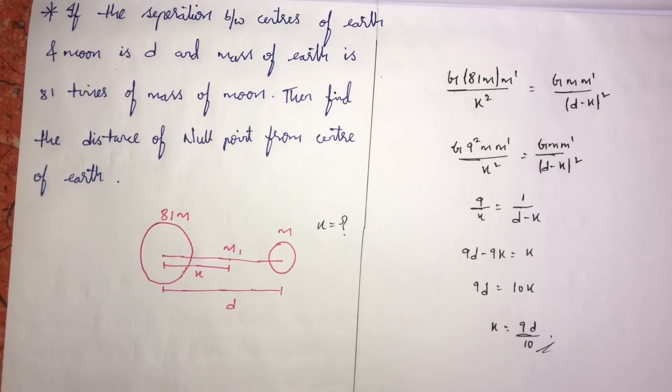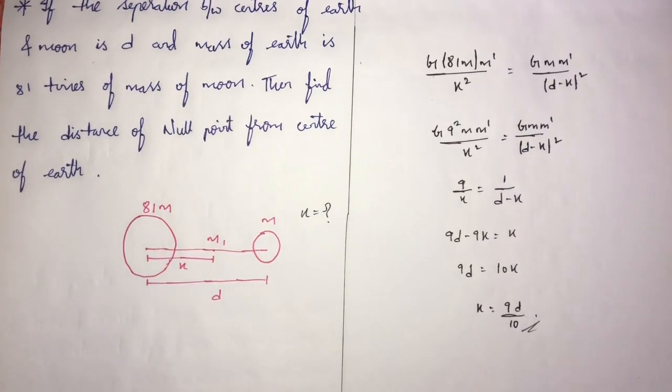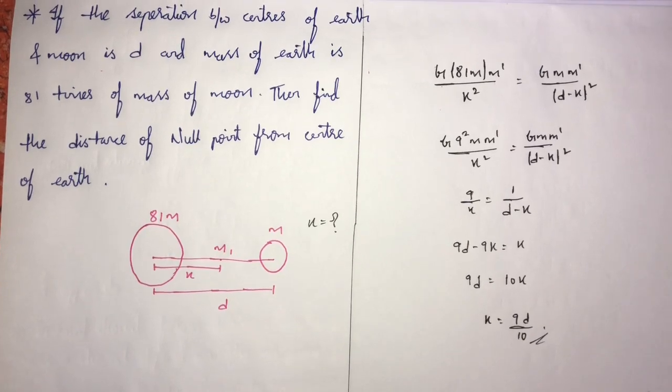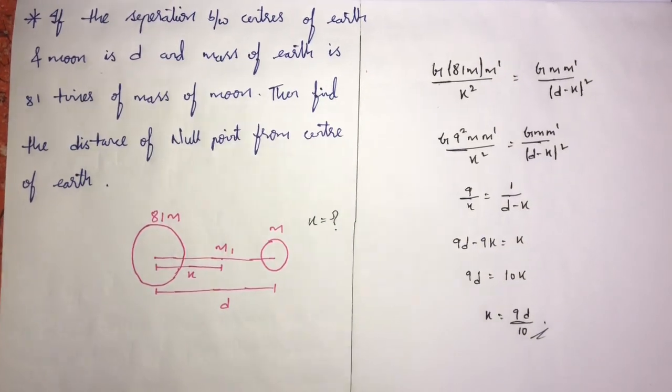That's it, simple. If they ask us from the center of the moon, then the distance of the null point from the center of the moon will be equal to d by 10. That's clear.